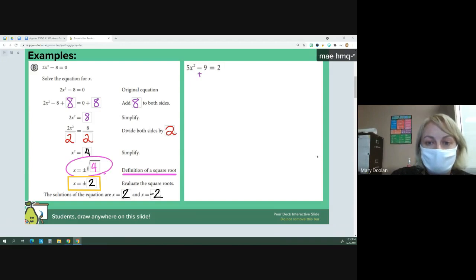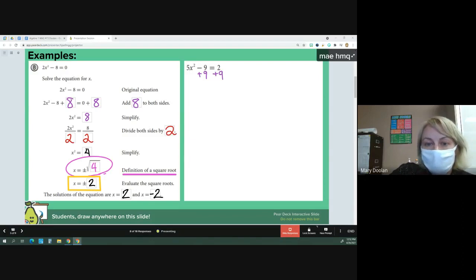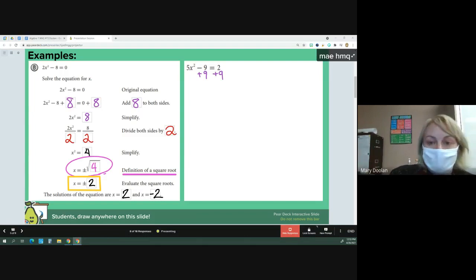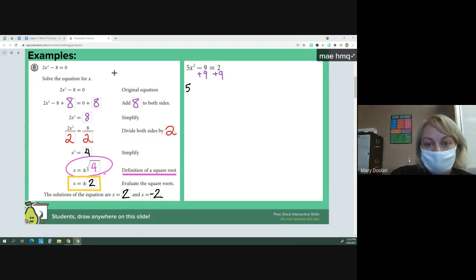And the opposite of subtracting 9 is adding 9. Whatever you do to the left, you do to the right. Rewrite our equation. Now I have 5x squared. Well, negative 9 plus 9 is 0. Those cancel out. They're gone. Equals 2 plus 9, or 11.